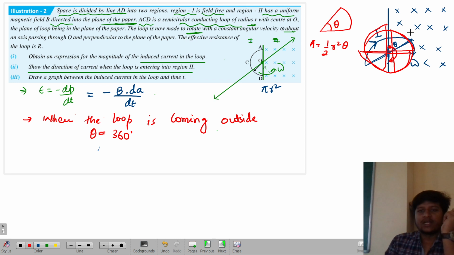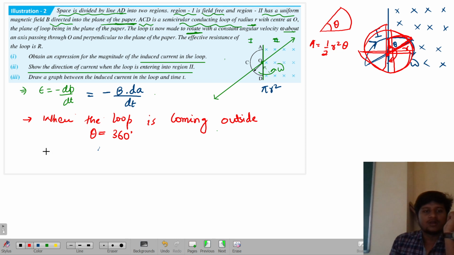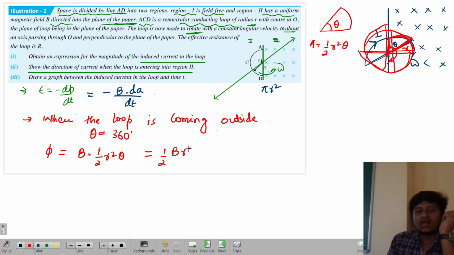So therefore, look over here. Let's suppose the area the loop has entered is this much. It is making angle theta over here, and this length will be the radius, yes or no? Because this loop is rotating from the center, this will be your radius. So the flux over here is going to be B into half of r square theta. So the total flux is half of B r square theta.